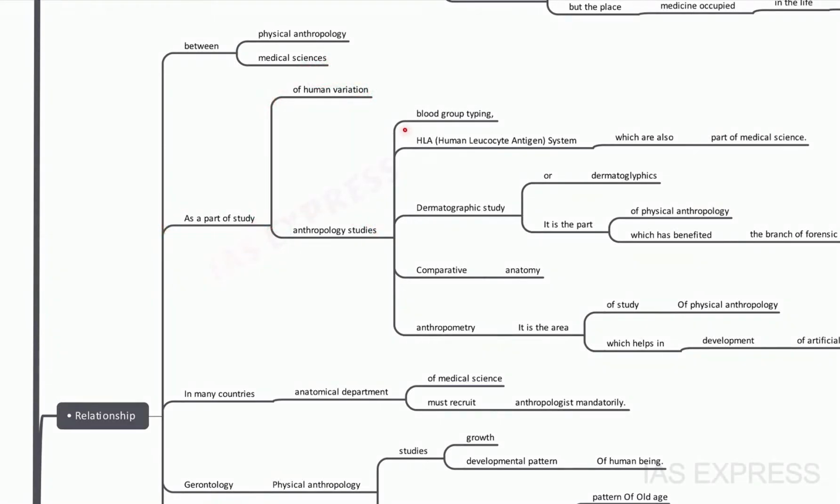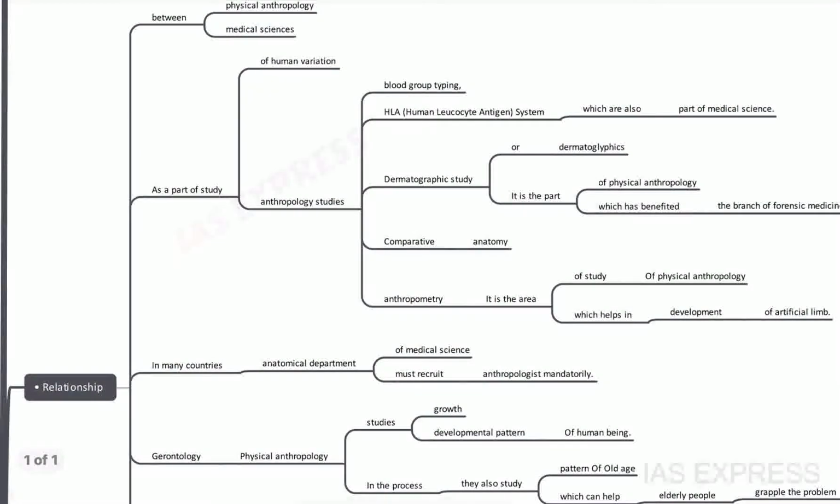Now, as a part of the study of human variation, anthropology studies blood group typing. Then we have the human leukocyte antigen system, which is also part of medical science. Then in anthropology we have demographic studies. See, all these things are part of your syllabus. As we move forward, you will understand that, and those of you who have already gone through the mind maps, I am sure you would have studied all these as well.